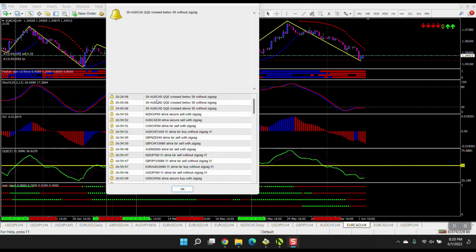What does it say here? AUD CAD crossed below the 50. See there? AUD CAD crossed below the 50 without the zigzag. And that's important. The 30-minute without the zigzag is important to me. With the zigzag is not quite as important. AUD CAD 1445 without zigzag. That's a good signal there. Might look at that in a minute.